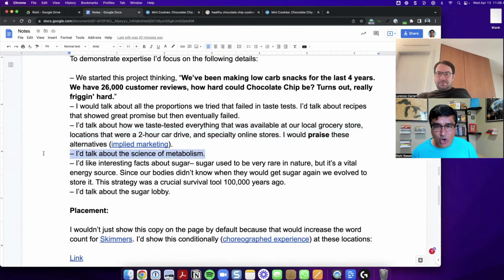The next thing I would talk about is the science of metabolism, because I'm trying to demonstrate expertise. People are not buying this for just the flavor. They're buying it because it actually helps whatever, I don't know what it does, but you understand the point.